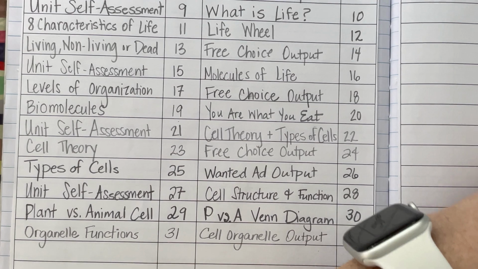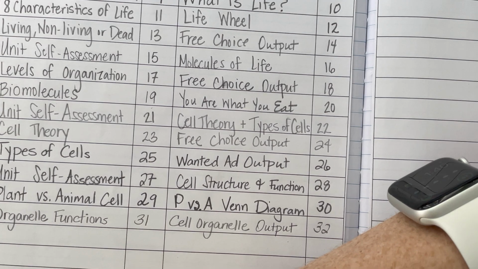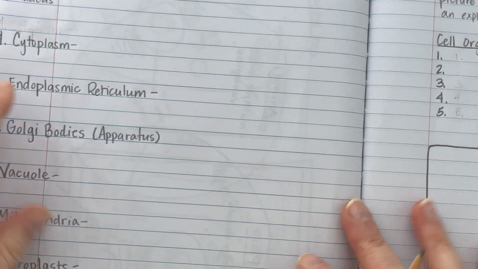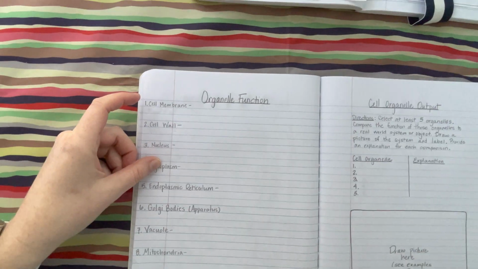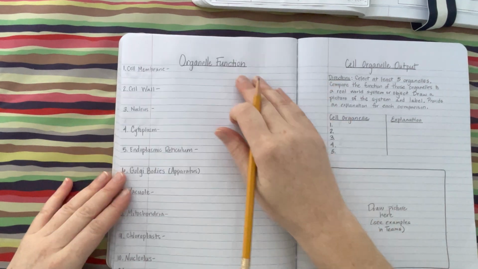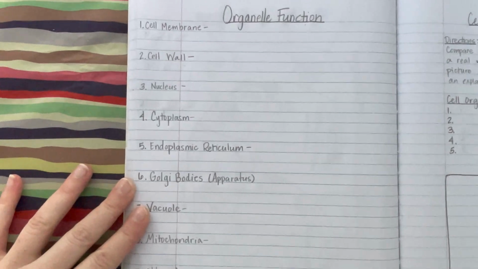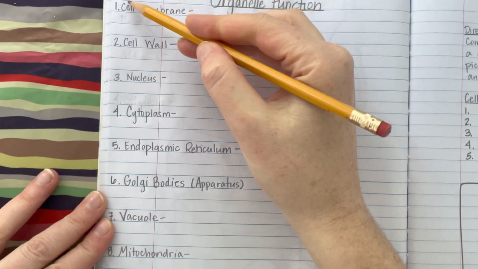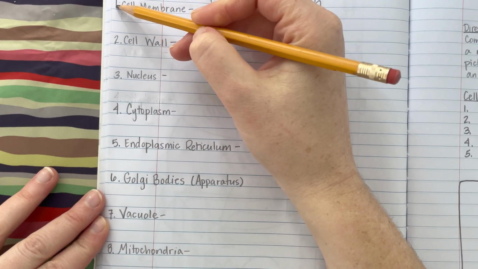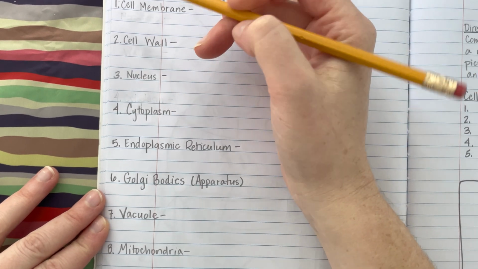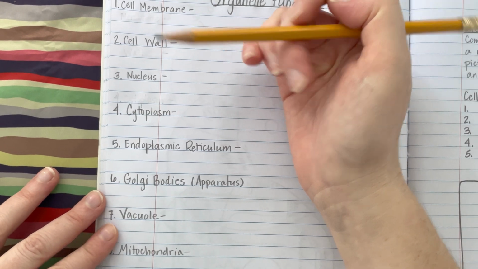From there, I'm going to flip over to page 31. And let's go ahead and take a moment to set up our paper. Start off by giving it a title, organelle function. And then from there, number it 1 through 10. I'm going to use the whole margin to save space and skip 2 lines between each vocabulary word to leave space.